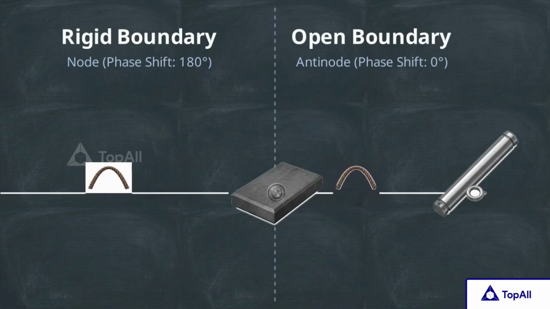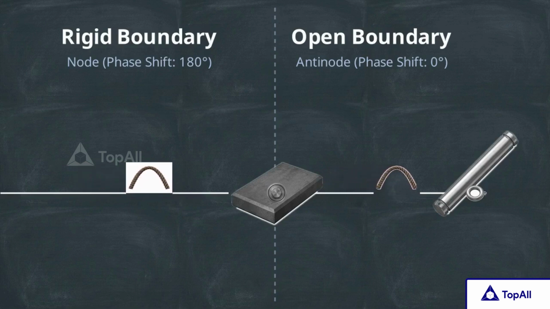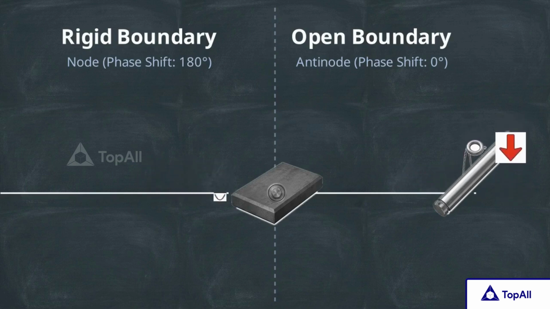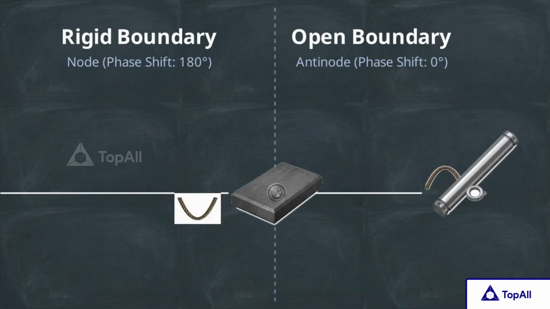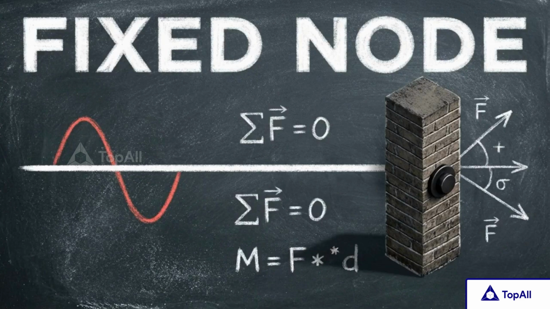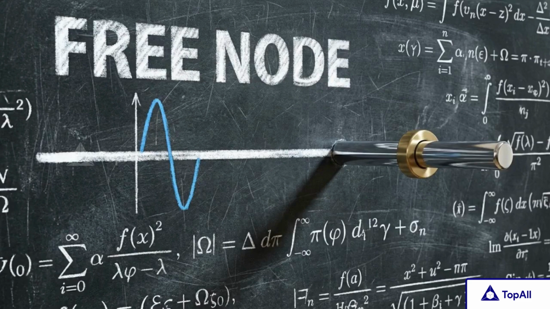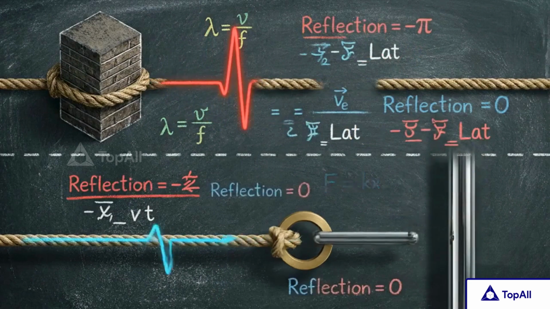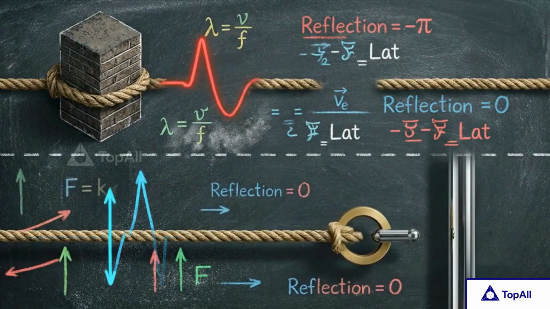On the left, our fixed wall. On the right, our sliding ring. We send a pulse down both strings at the exact same time. They hit their respective boundaries and freeze. At the rigid boundary, the wave undergoes a phase reversal of exactly pi. At the open boundary, the wave reflects with 0 phase change. Ultimately, this simple physical boundary condition dictates exactly how all of this wave energy bounces back into the world.